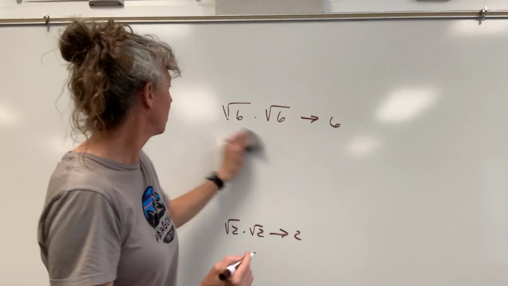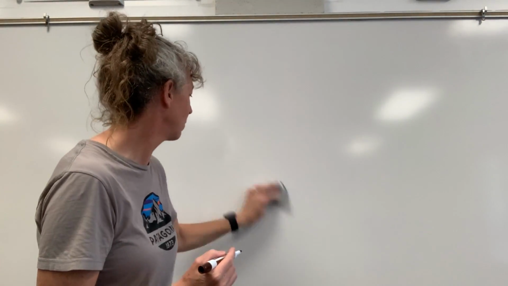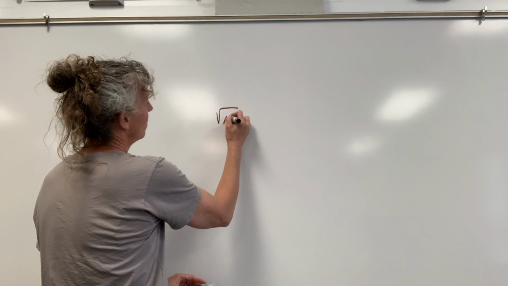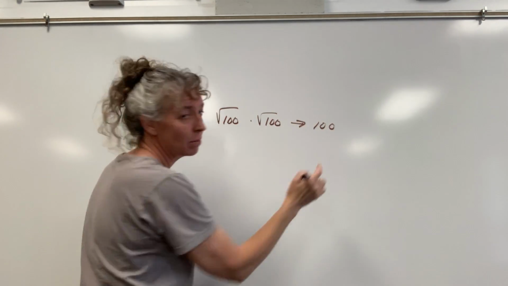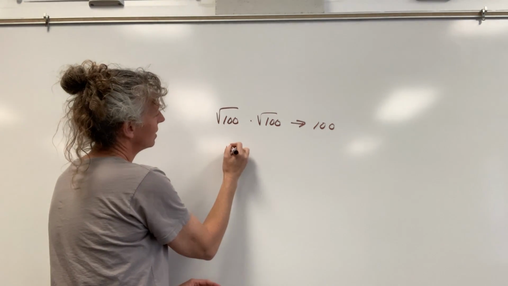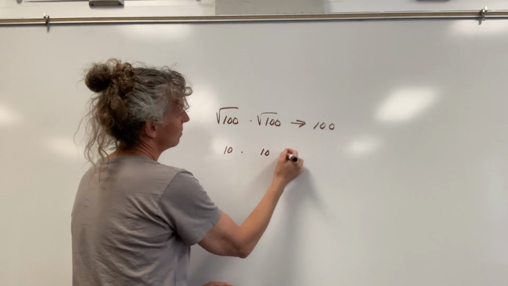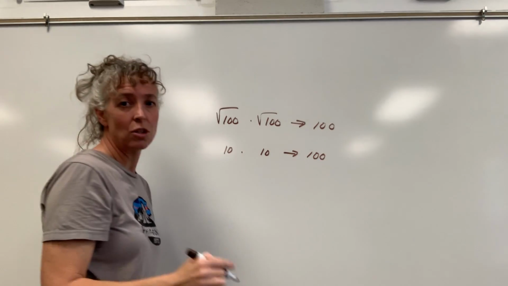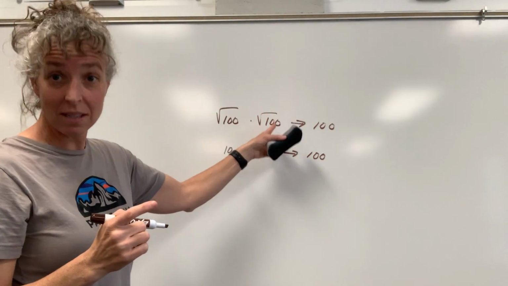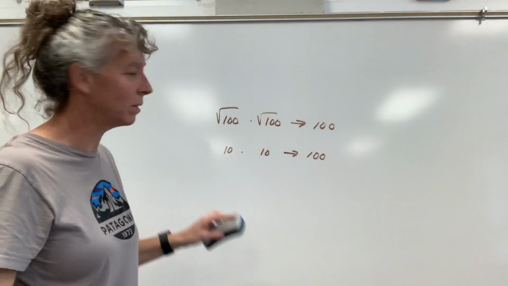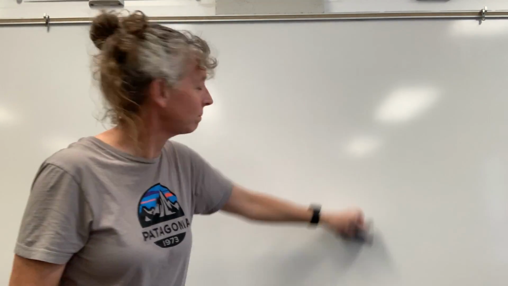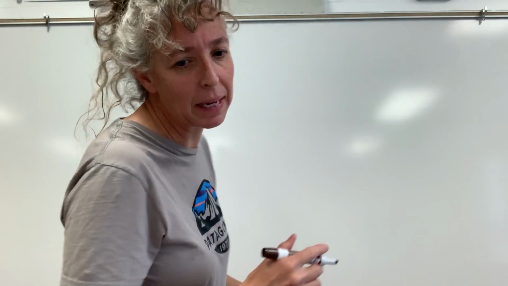Okay? It only works if your numbers are the same though. Like what if I have square root of 100 times the square root of 100? That answer is 100. Because square root of 100 is 10. 10 times 10 is 100. Okay? So if the square root of a number is multiplied by itself, basically, their answer is just that number plain, no square root. All right?